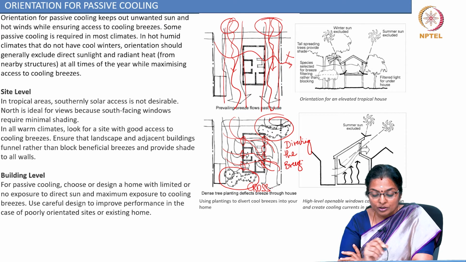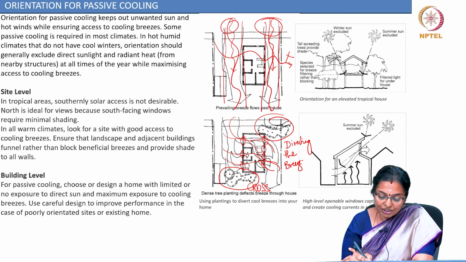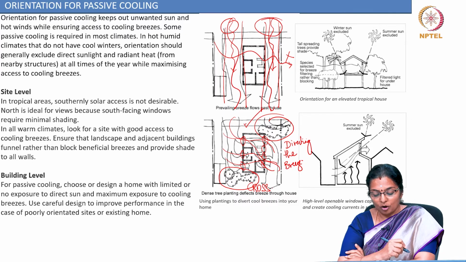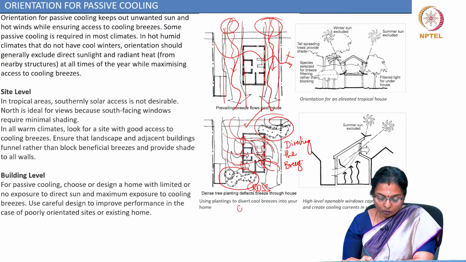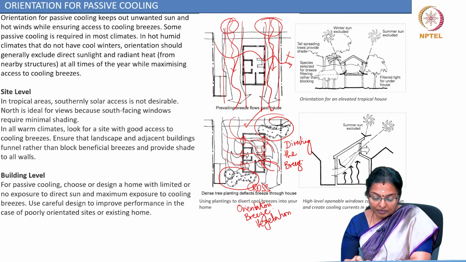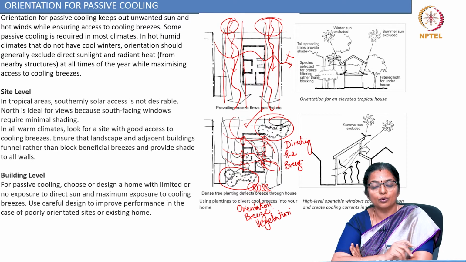So, here in this picture, it is a combination of orientation, breeze direction and vegetation to channelize breeze through the building.